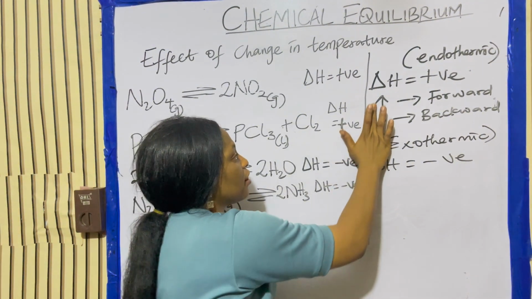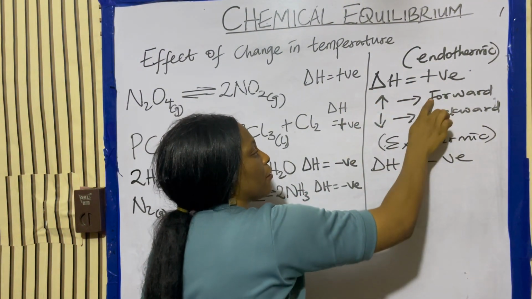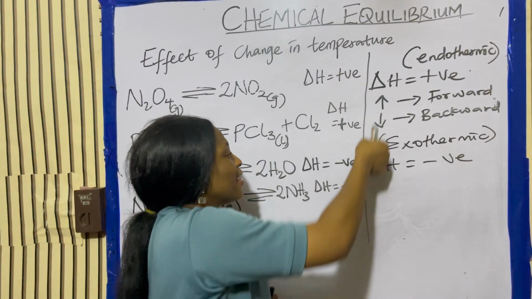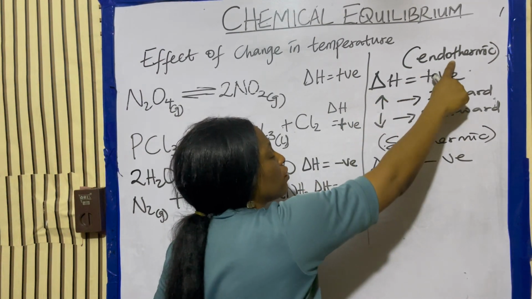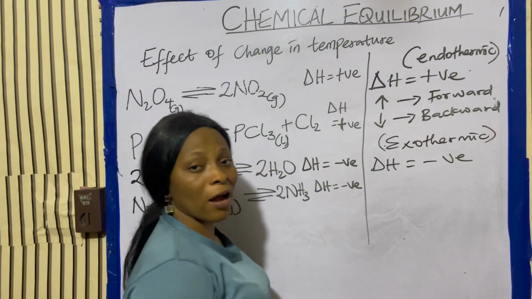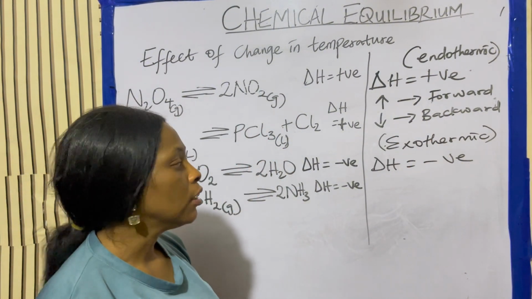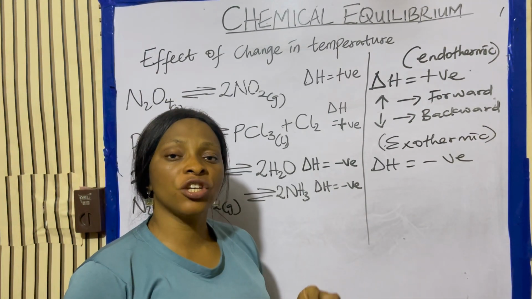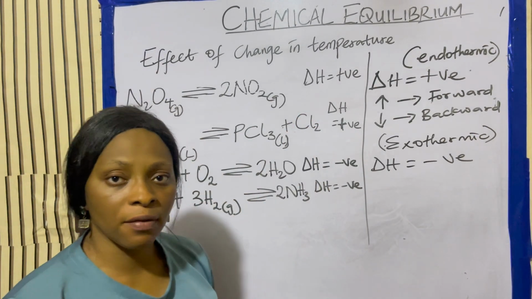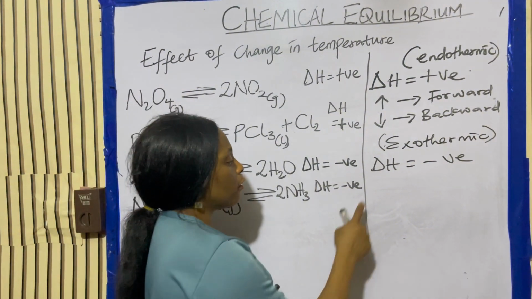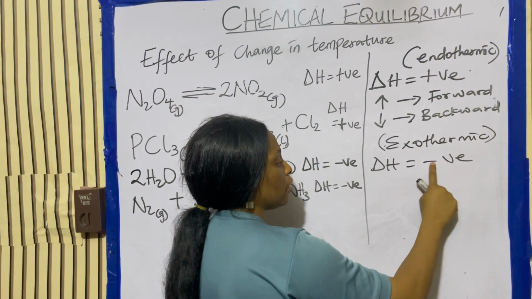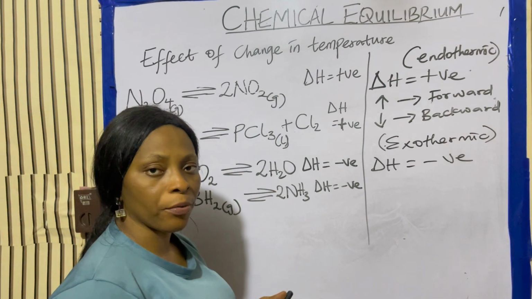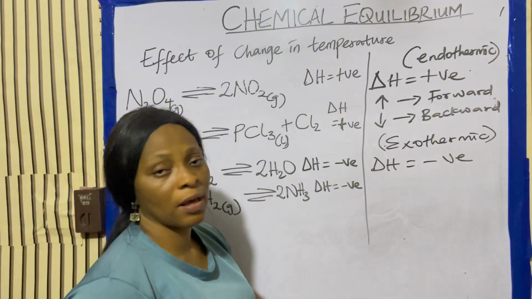So increasing the temperature of an endothermic reaction will favor the forward reaction, whereas decreasing the temperature of an endothermic reaction will favor the backward reaction. Let's look at exothermic. Exothermic reaction is a reaction in which heat is evolved to the atmosphere. So exothermic reaction is denoted with enthalpy change of negative. Now what happens to temperature? What is the effect of temperature in an exothermic reaction?